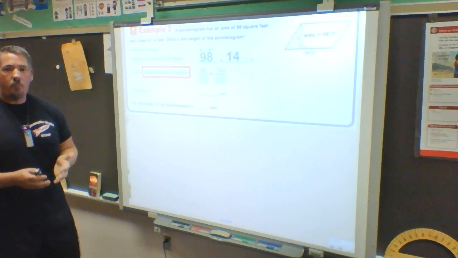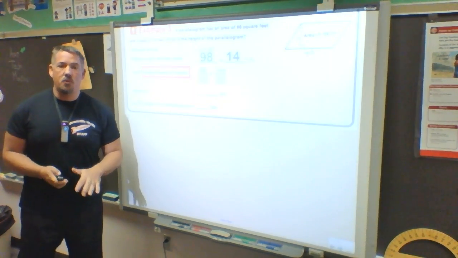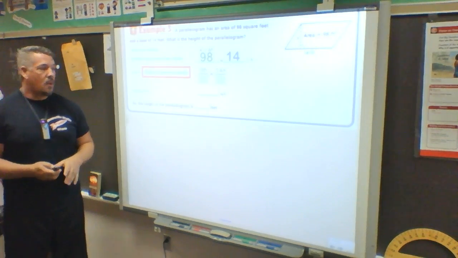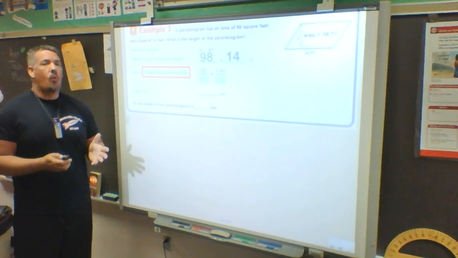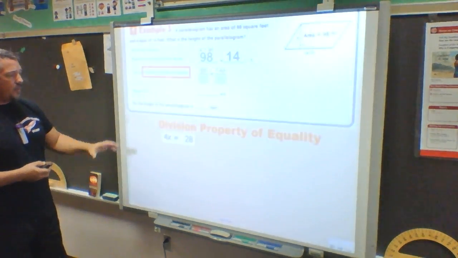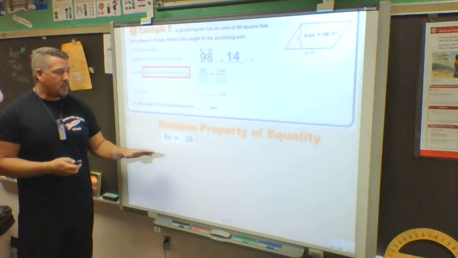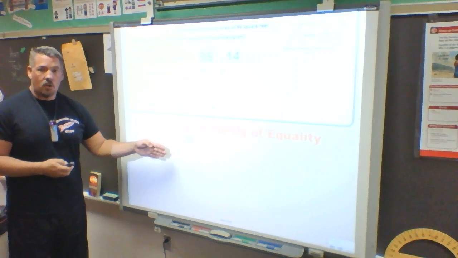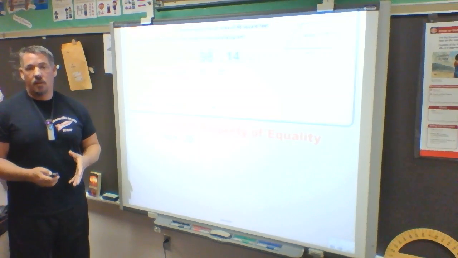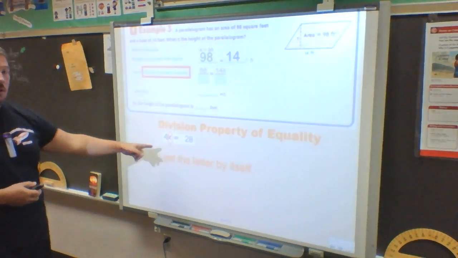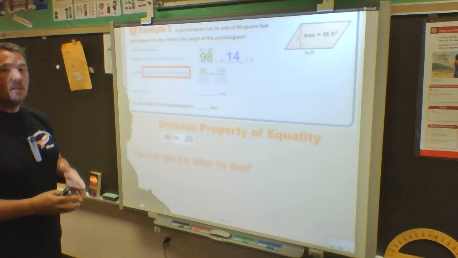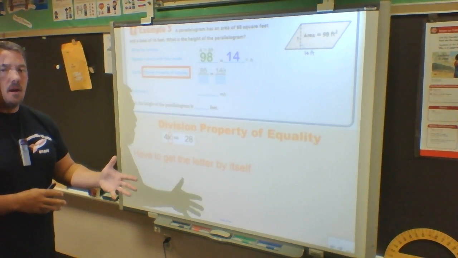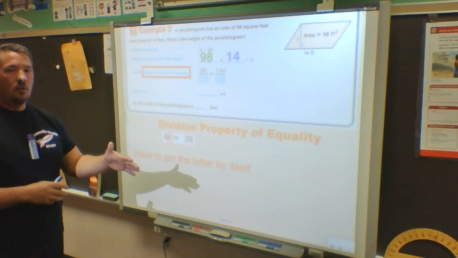So division property of equality, something I'm going to introduce to you now, should have been taught in 5th grade, but we're going to review it just in case you don't remember, or you don't really know what that means. Division property of equality means that I'm going to divide to get my letter by itself. Okay, so I need my x all by itself, whatever my letter is. So this is where we have algebra, and algebra once again is just math with the letters, which you've been doing since you were little.